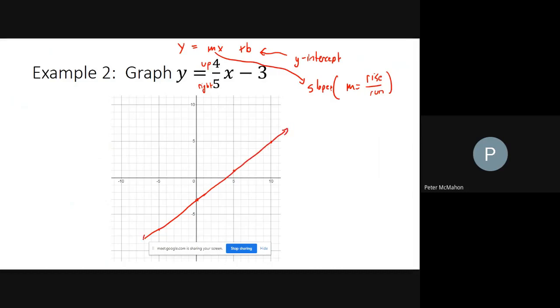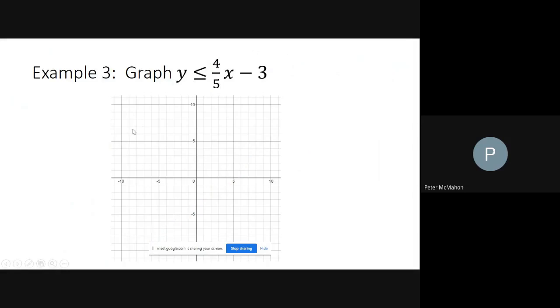Now let me show you, what does this line actually mean? If I look at any point that's on this line, say for example (10, 5), this should satisfy this equation. Let's just check to make sure it does. If I plug in, this is my x, this is my y, I would get 5 equals 4/5 times 10 minus 3. 4/5 times 10 is 40 over 5, which is 8, minus 3. Well, yes, 5 does in fact equal 5. So the point I'm trying to get at is that any point on this line is going to satisfy this equation.